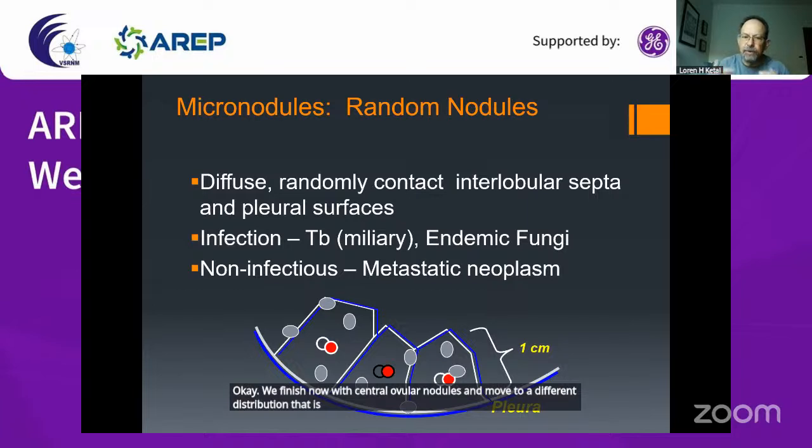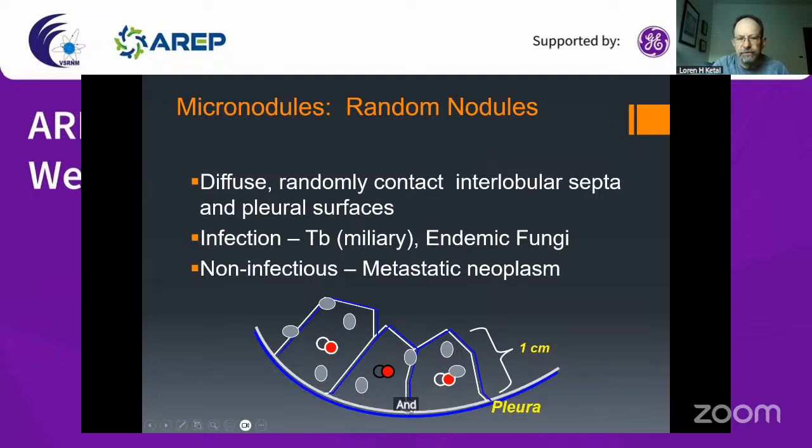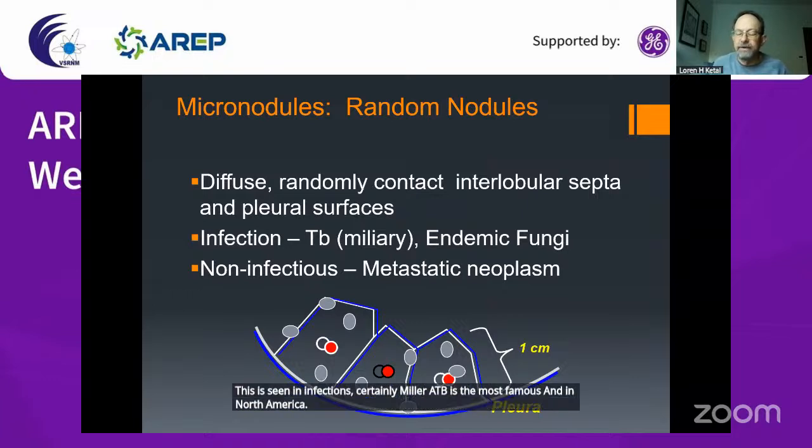Okay. So we finished now with central lobular nodules and move to a different distribution that is random, where the nodules randomly contact interlobular septum here and pleural surfaces, and can appear adjacent to bronchovascular bundles. This is seen in infections. Certainly miliary TB is the most famous, and in North America, we'll see them in endemic fungal infections. A very similar appearance, however, can be seen in metastatic carcinoma.